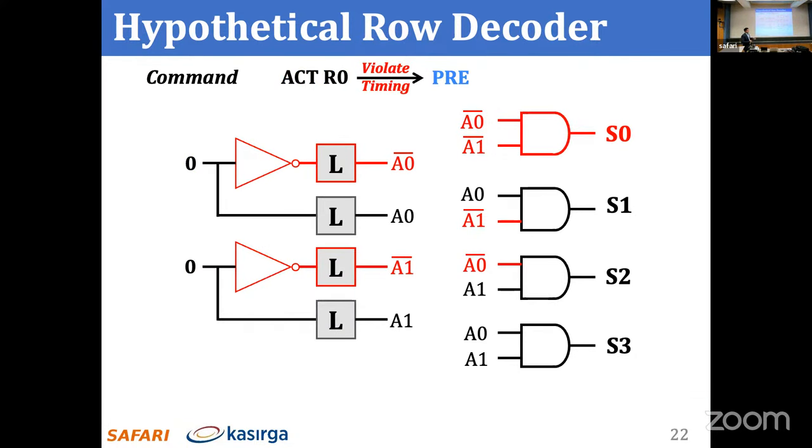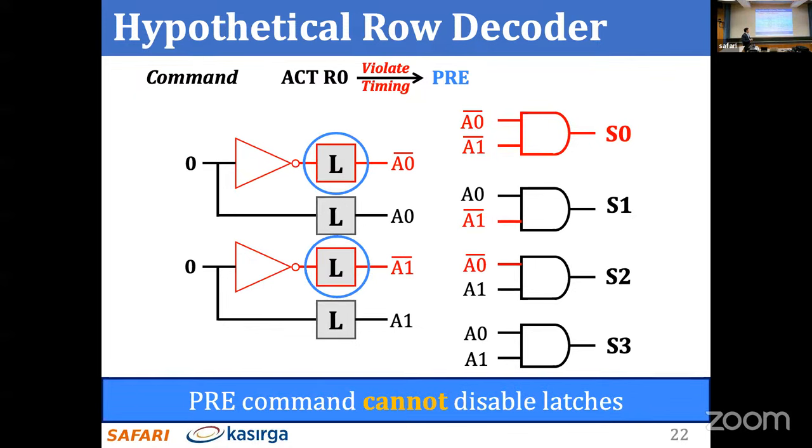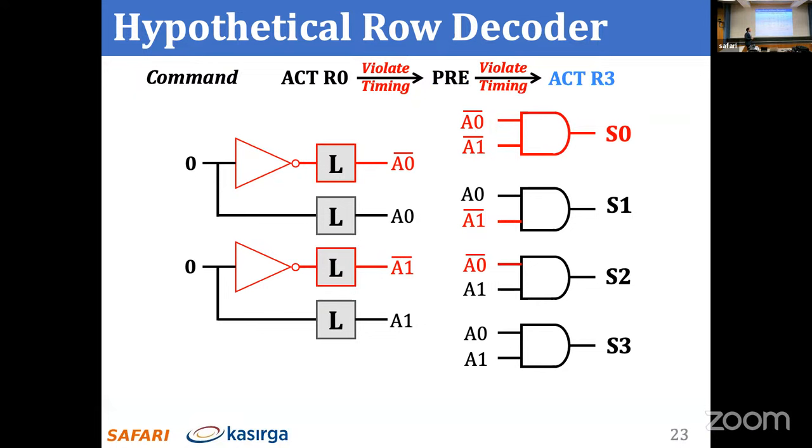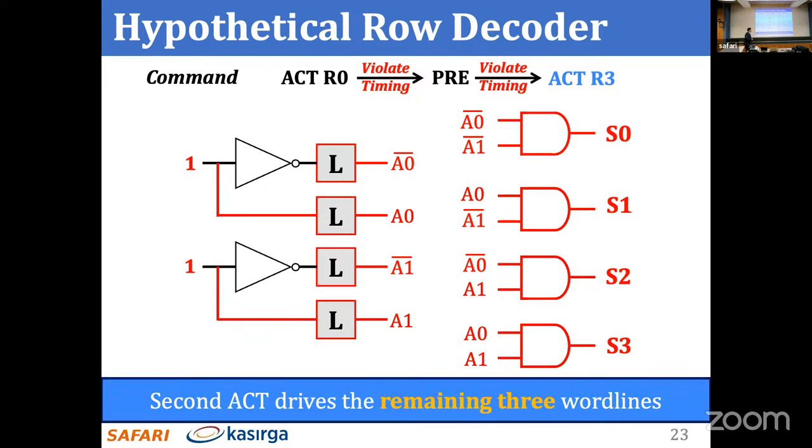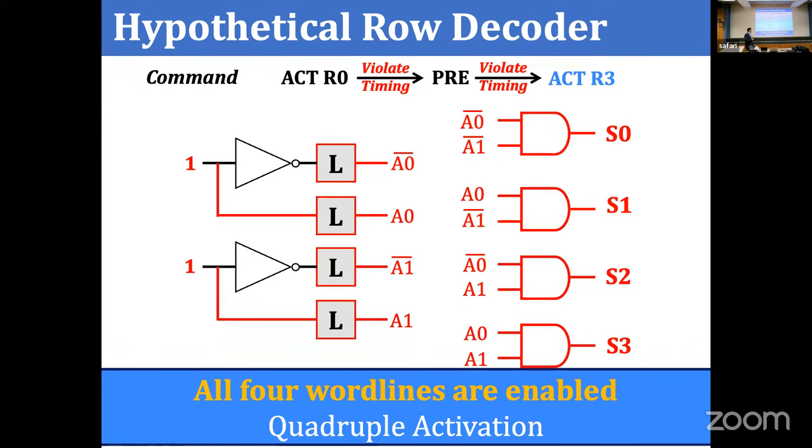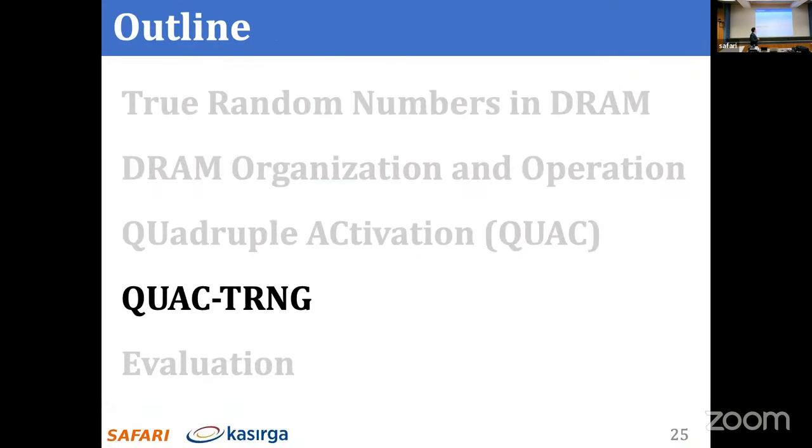Now we violate the timing parameters and send a precharge command. This precharge command won't have enough time to disable these latches. This is the key part of our hypothesis, essentially. Now, when we send the second activate command, again with violated timing parameters, we see that the least significant bits of the address change to one, and that will enable the second set of latches. Now you see that all of the gates are essentially enabled, and all of the select signals are set. Yes, so the second activate drove the remaining three word lines. And then in the end, we have all four word lines enabled.